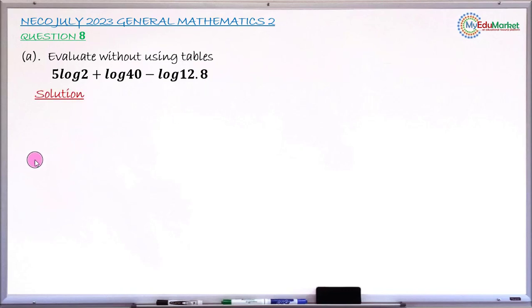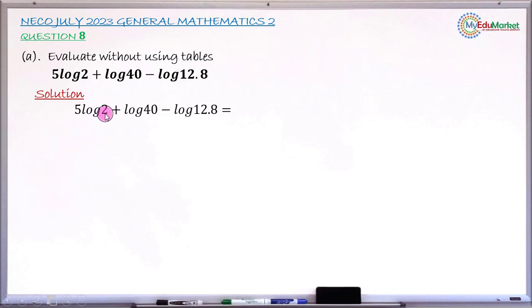What you do first is to copy the given task. That is 5 log 2 plus log 40 minus log 12.8. Remember, if the base is missing, it is base 10. Like in this case, you can see the base is not indicated here, which means this logarithm is logarithm to base 10.